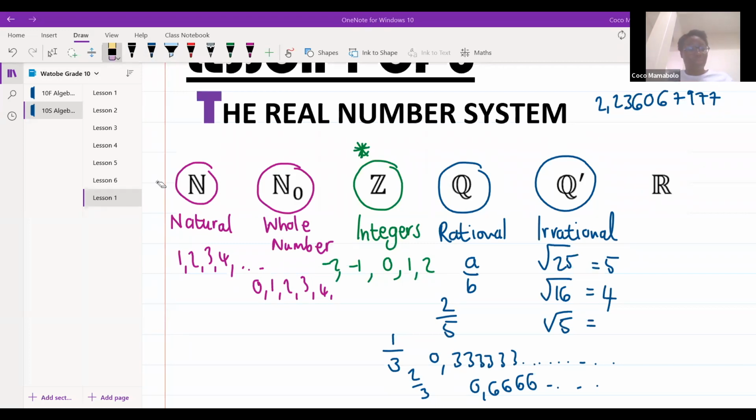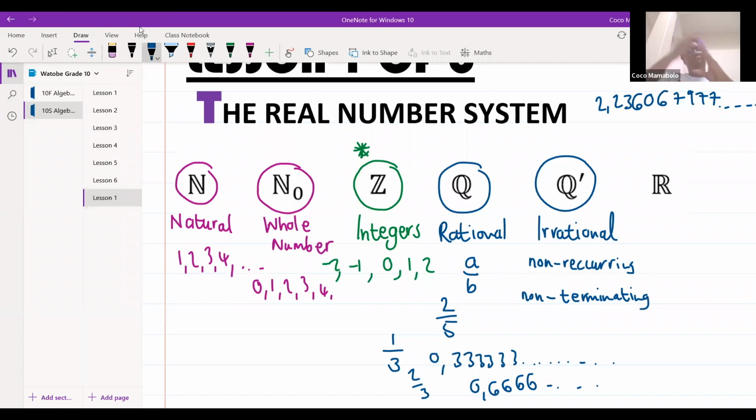Ma'am, I wanted to ask, under irrational numbers, we have surds, non-recurring, and non-terminating. That's it, yes. Non-recurring, so there's no pattern like 0,33 or 0,252525. It's non-recurring and non-terminating, which means it keeps going forever and ever, like pi. If you guys have ever seen the numbers of pi, like 3,141, it keeps going forever and ever. Pi is an irrational number. Okay.